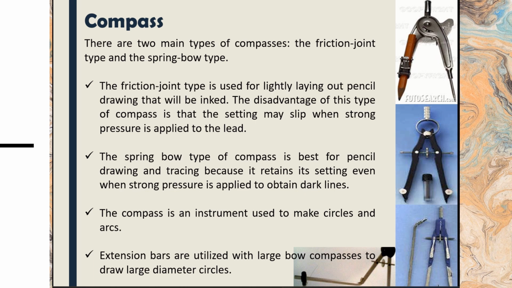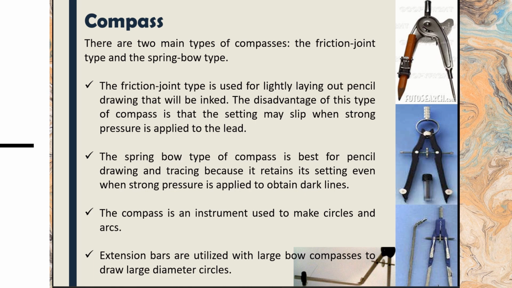The friction joint compass is used for lightly laying out pencil drawing that will be inked. The disadvantage of this type of compass is that the setting may slip when strong pressure is applied to the head. So you must also take adequate care to make sure that your compass is fastened enough so that it doesn't shake or alter in the course of drawing.